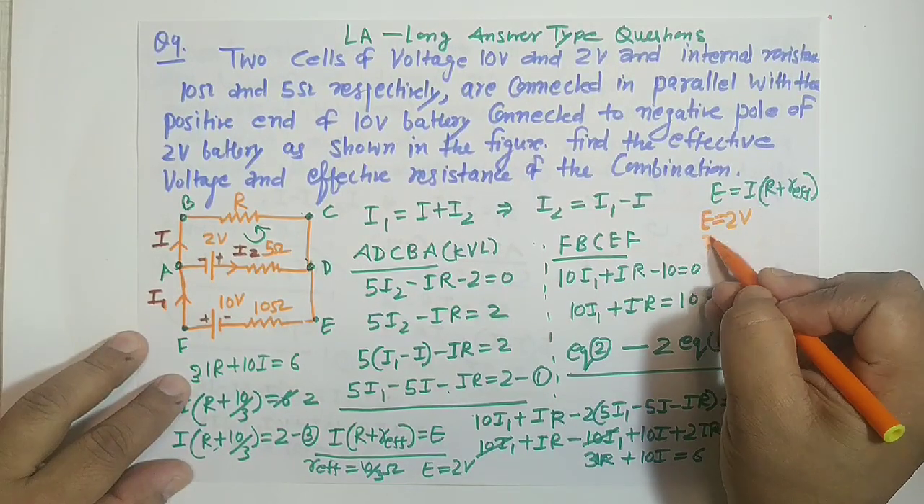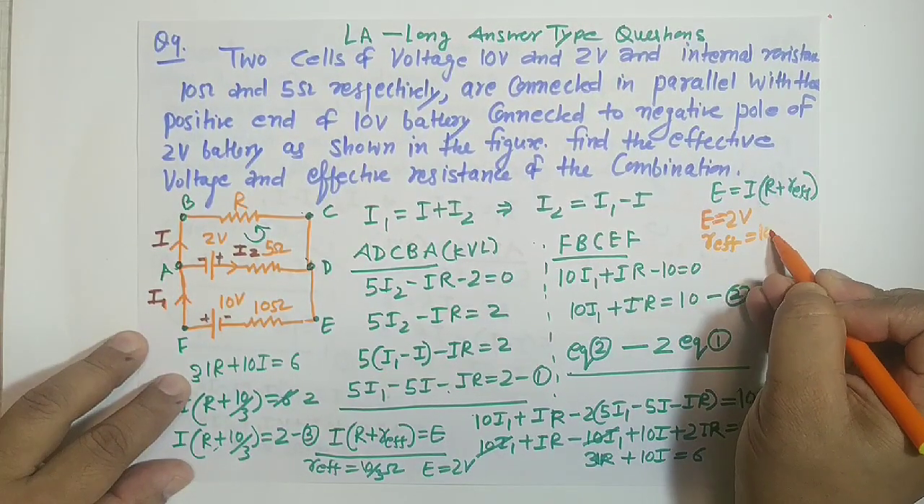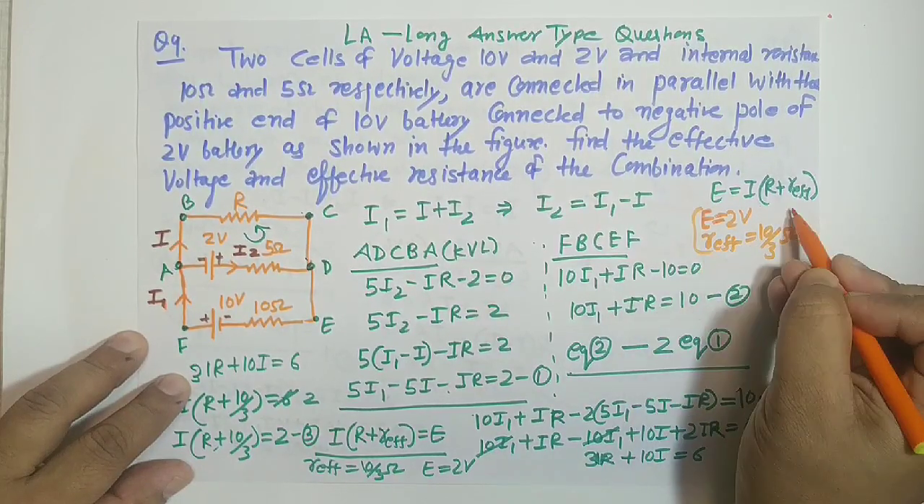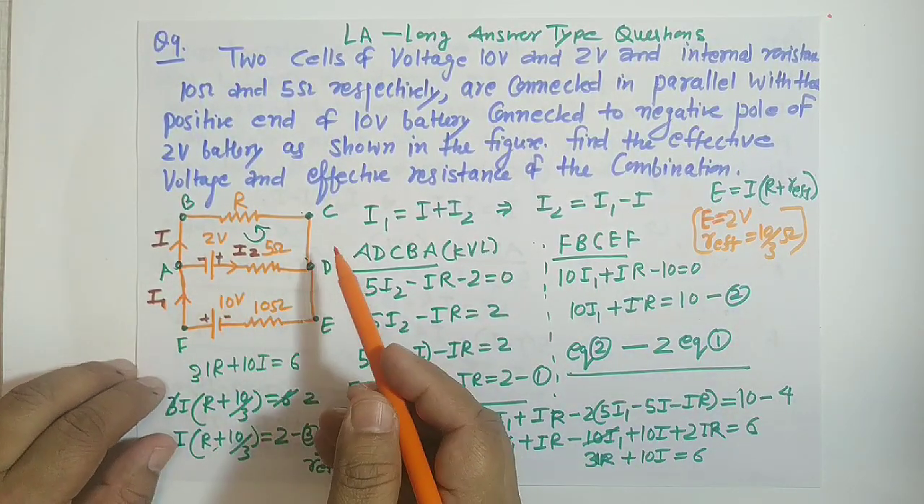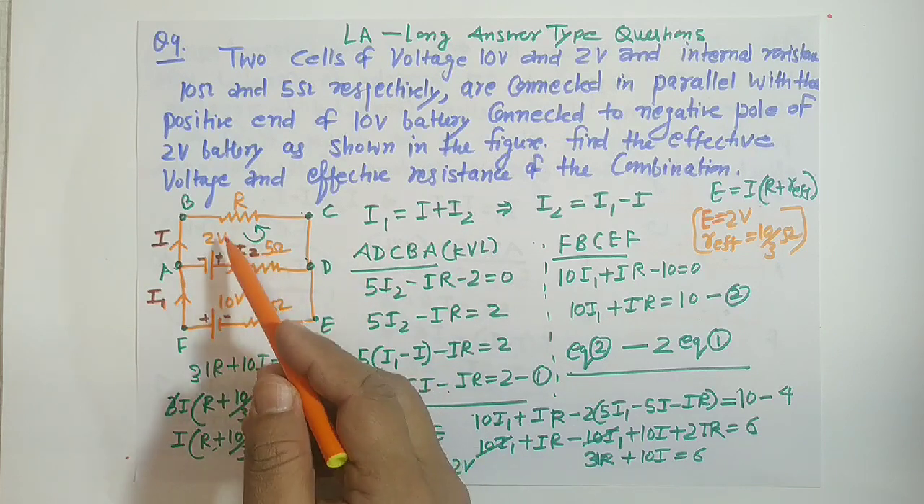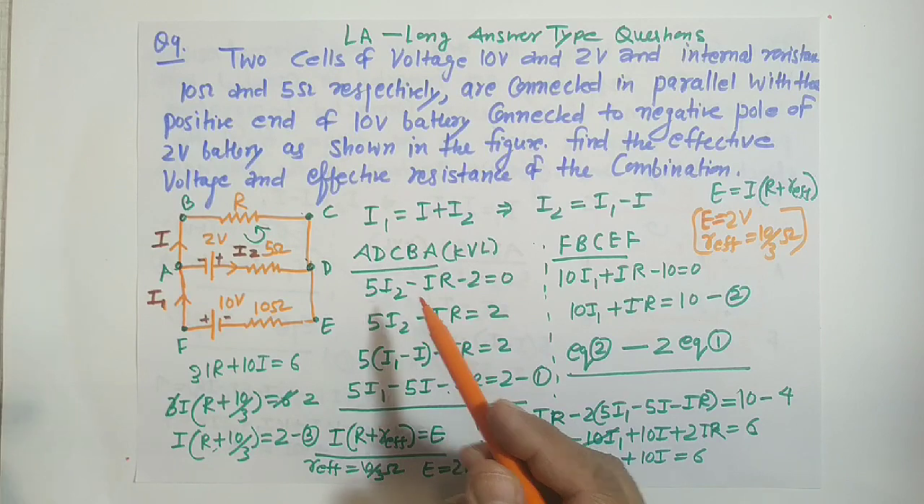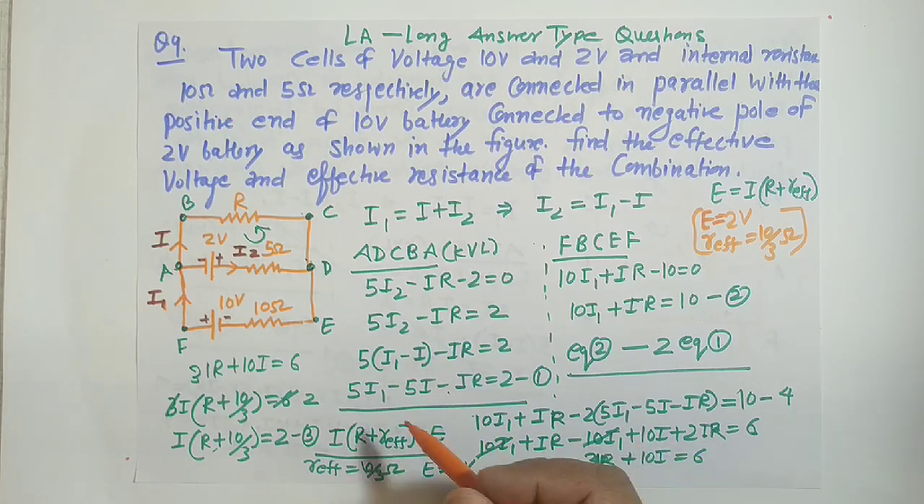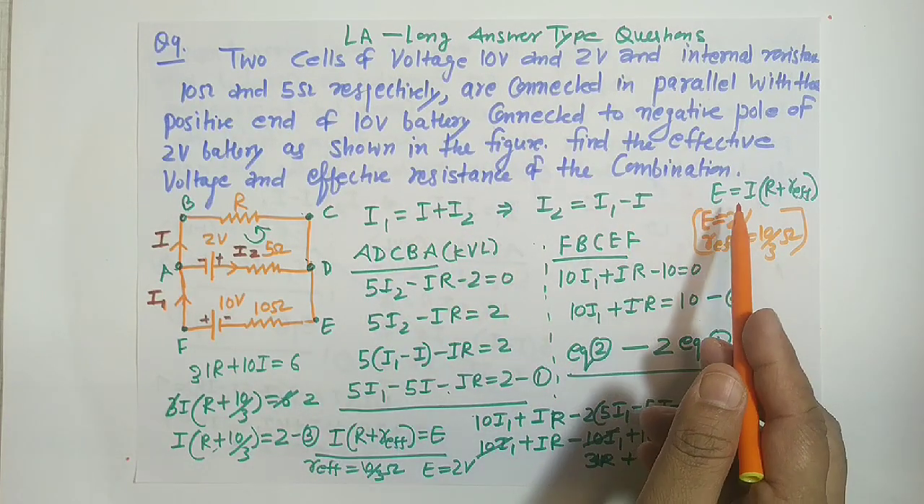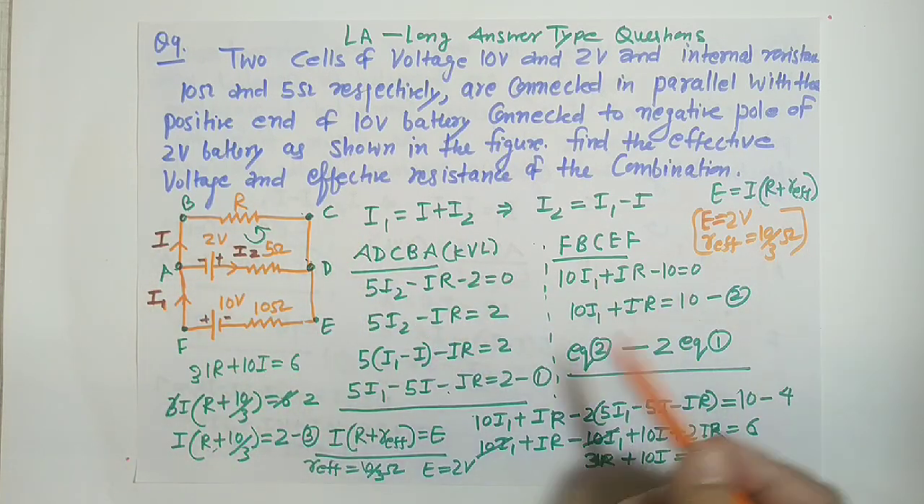Okay. And R effective, you get what? 10 by 3 ohm. It's an important question. I can repeat it, sir. See, what we do is we follow Kirchhoff's law in both the loops, and then we calculate the two equations, and then we put it in such a form that E is what? I R into the effective of the resistance.